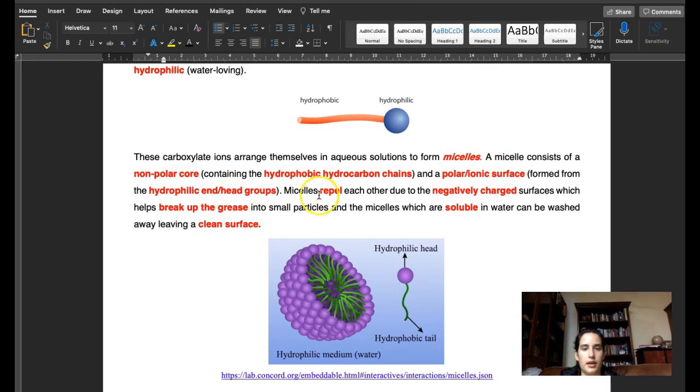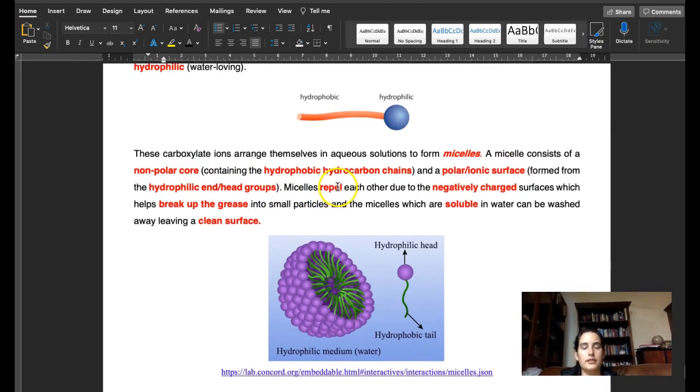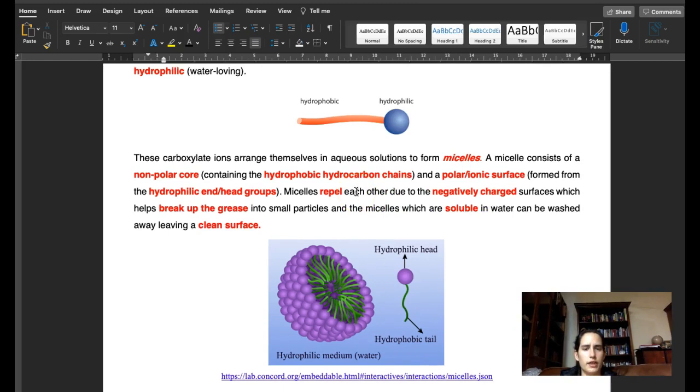Now the micelles repel each other naturally. If you think of this one compared to another micelle exactly like it, they've got negatively charged heads, so they're going to repel each other. And so if we've got grease, we can break up grease into small particles if we add in soap, and it forms micelles, because they will repel each other. And so they'll be broken up, and then the micelles, which are soluble in water, will be washed away.